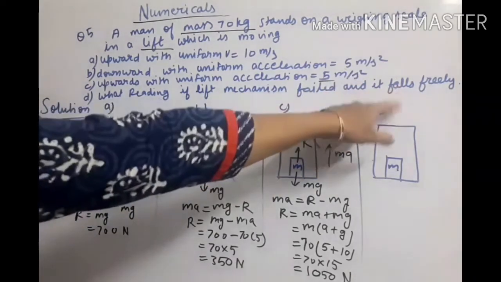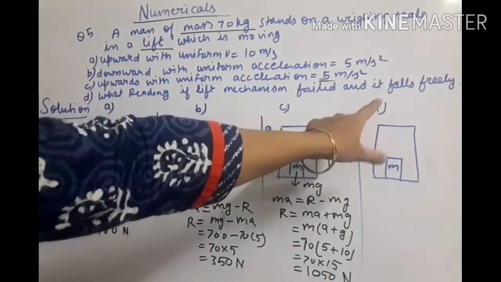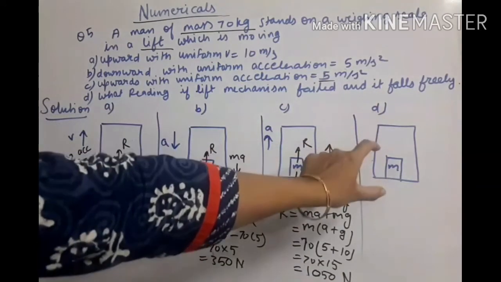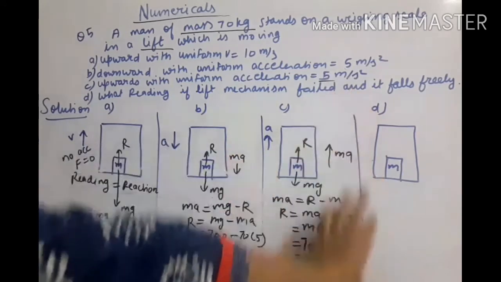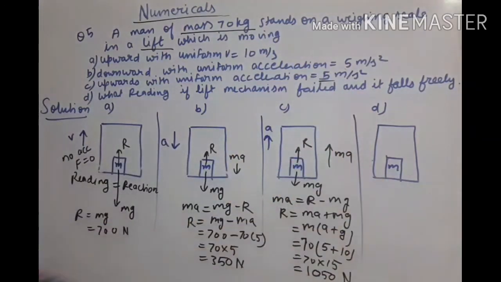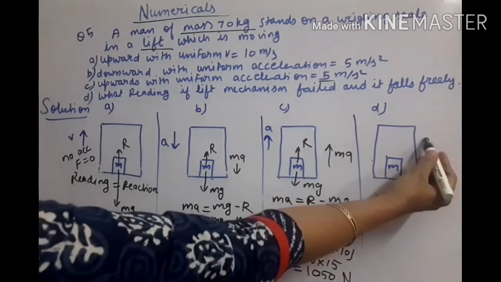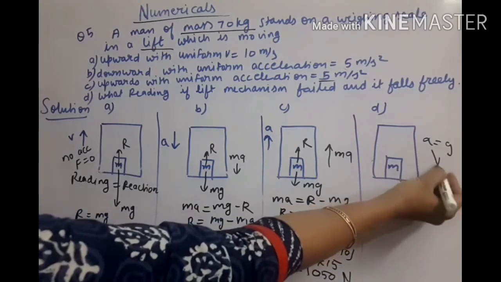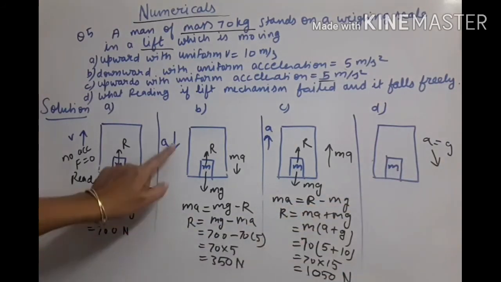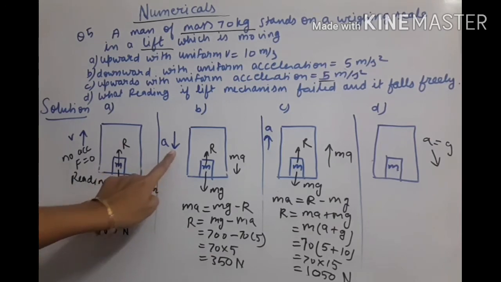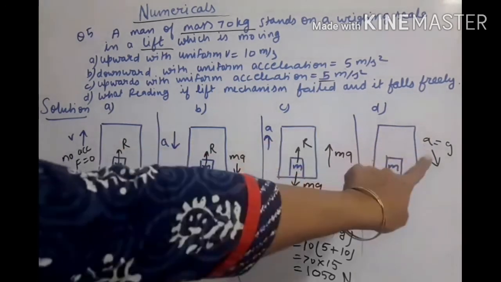That means the mechanism which is controlling the lift's motion has failed. So the lift will automatically come down under the earth's gravitational force. Its acceleration is downward but equal to g, because it is in free fall condition. So it is this downward case only, but now a equals g.